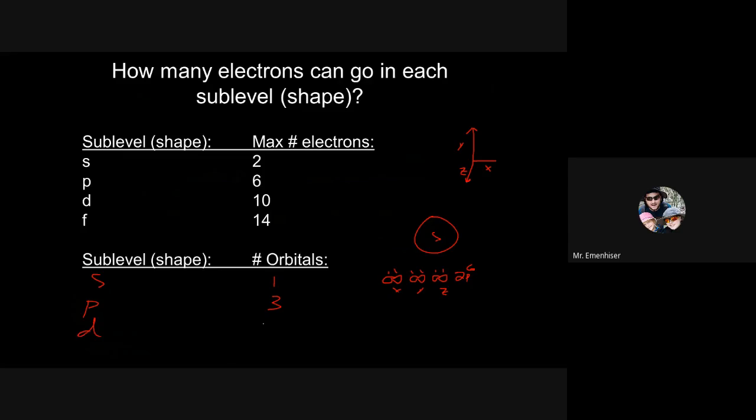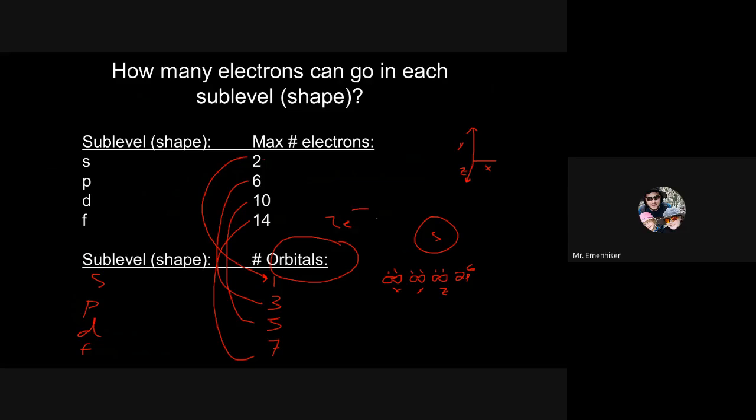The d will have 5 orbitals, and the f will have 7 orbitals. So you can take this number and divide by 2. 2 divided by 2 is 1. 6 divided by 2 is 3. 10 divided by 2 is 5. And 14 divided by 2 is 7. So take the max number of electrons in each sublevel divided by 2 to get the number of orbitals. An orbital is 2 electrons, okay?